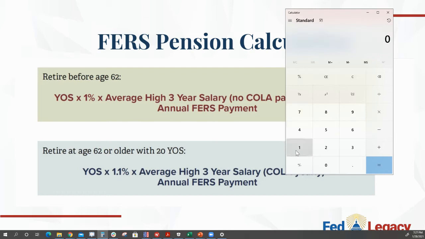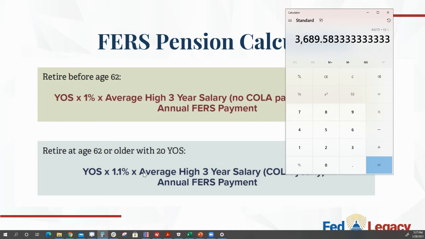Now, let's go years. Let's say this is your scenario, right? Let's say you have 35 years of service. You're over the age of 62 with over 20 years of service. So you do 35 times 1.1% equals times your 115. That becomes your annual, and then you divide this by 12, and then boom, there you go. That's your monthly pension that you're projected to have at that age, right?